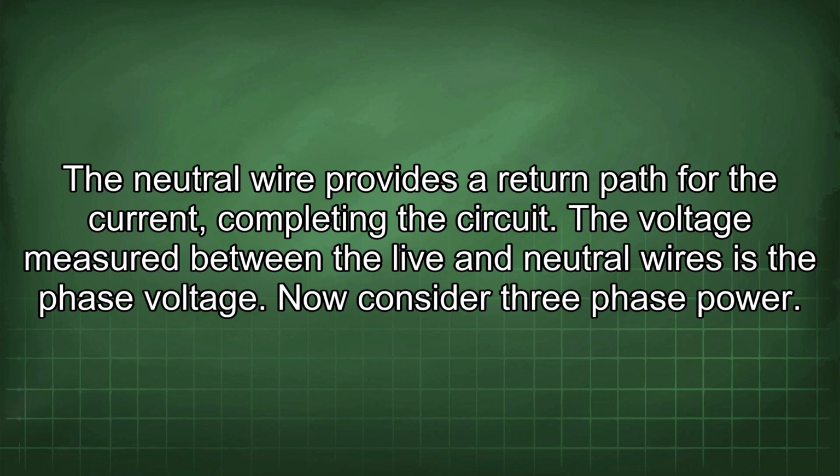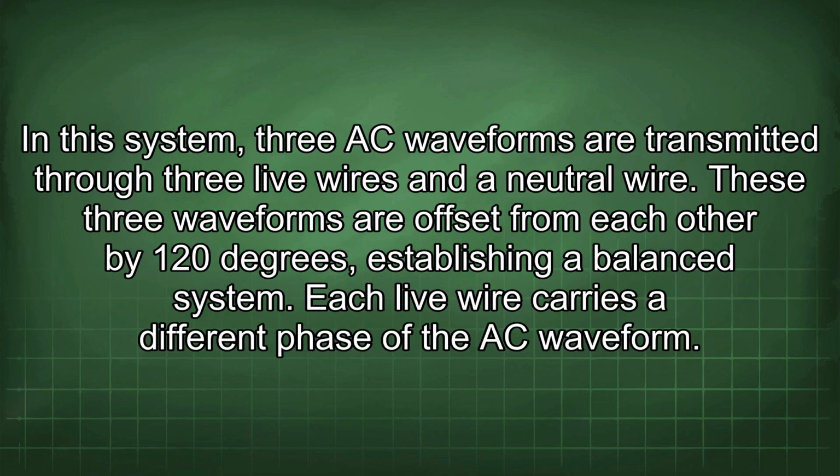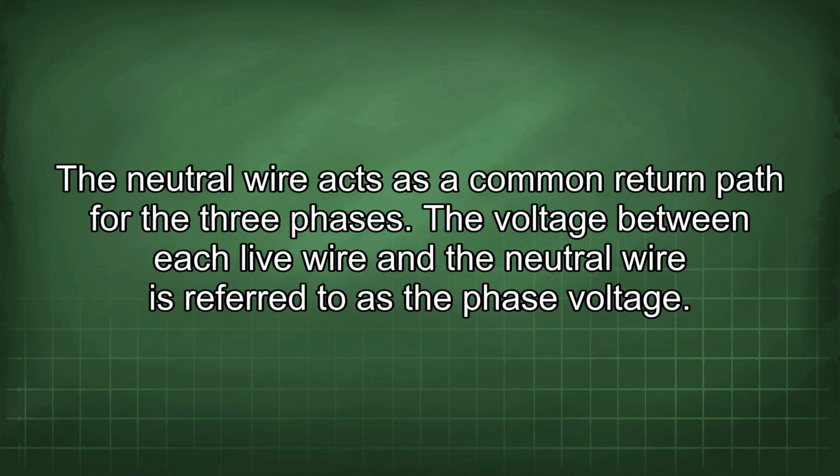Now consider three-phase power. In this system, three AC waveforms are transmitted through three live wires and a neutral wire. These three waveforms are offset from each other by 120 degrees, establishing a balanced system. Each live wire carries a different phase of the AC waveform. The neutral wire acts as a common return path for the three phases. The voltage between each live wire and the neutral wire is referred to as the phase voltage.